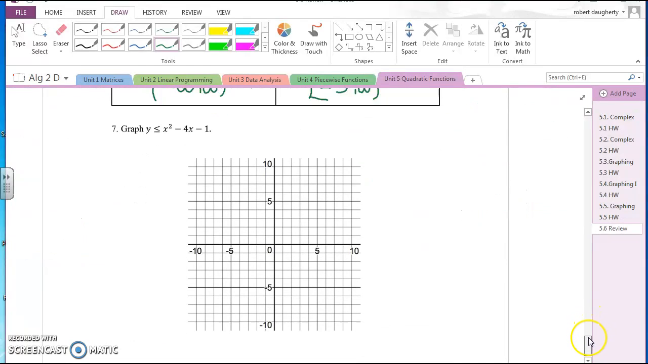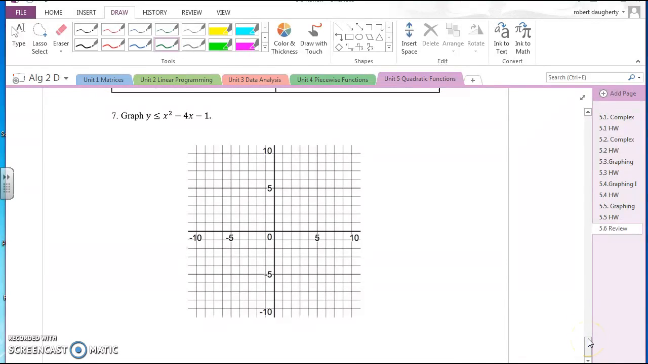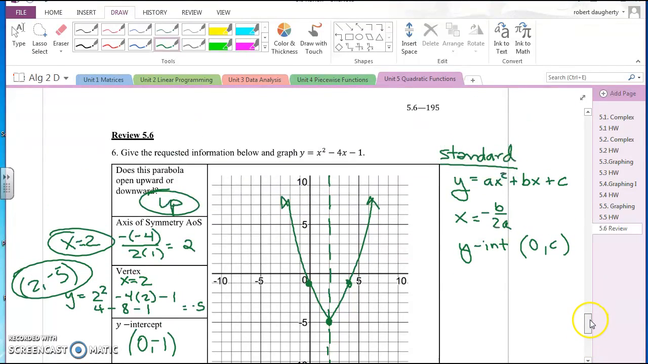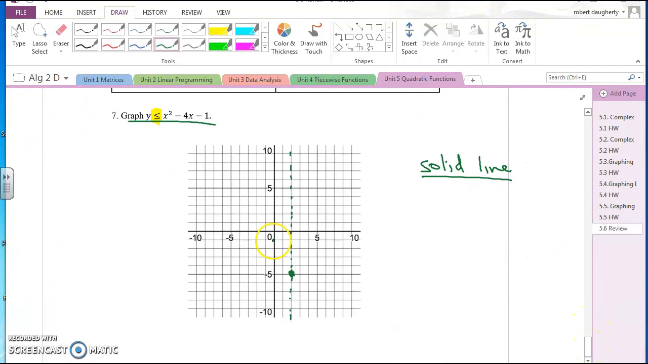Now the next question is, where is y less than or equal to x squared minus 4x minus 1? So I don't forget, I look at that and I know that that means solid line, okay, when I graph this inequality, not a dotted line. So I'm going to graph the same thing we just graphed here. So at x equals 2, it was 2, negative 5, and then the y-intercept was at 0, negative 1, so right here, and so that also means right here.